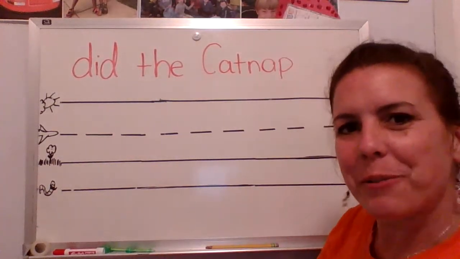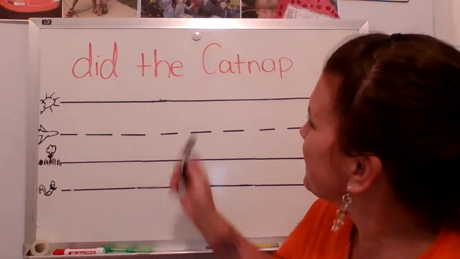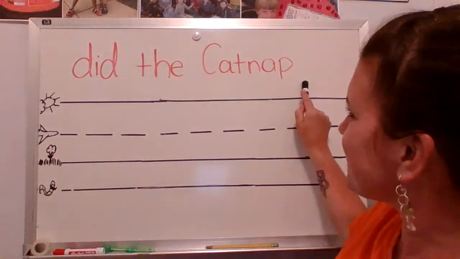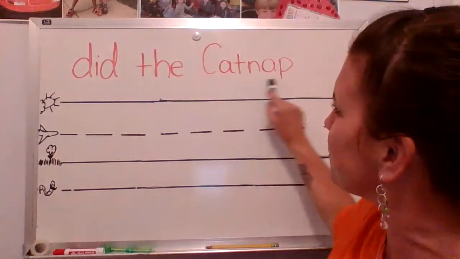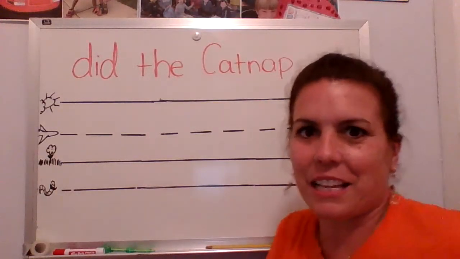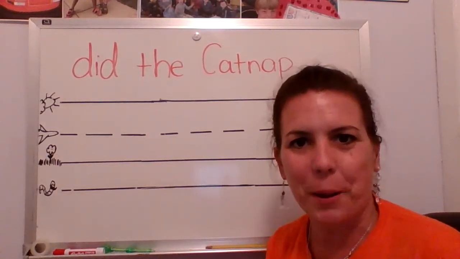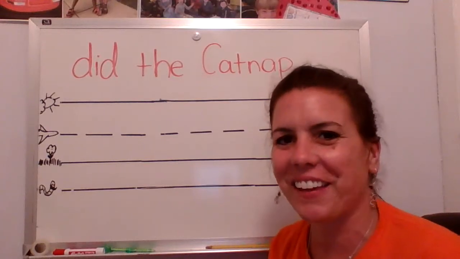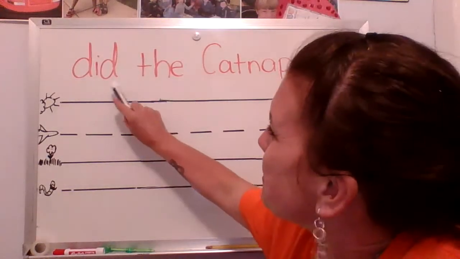So let's take a peek at what we have on the board behind me. We have a sentence here. We have lots of letters, we have words, which make up a sentence, but there are some mistakes in this sentence, and I'm going to need you to help me find them. Are you ready to start looking? Okay, let's take a peek.